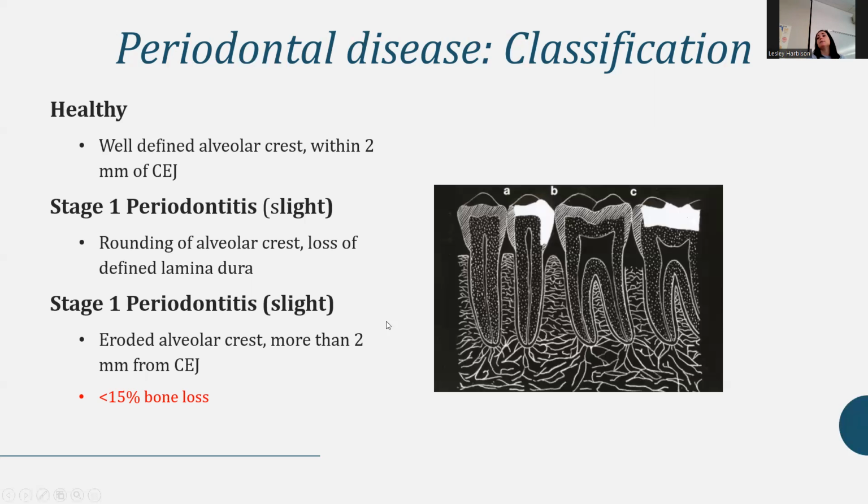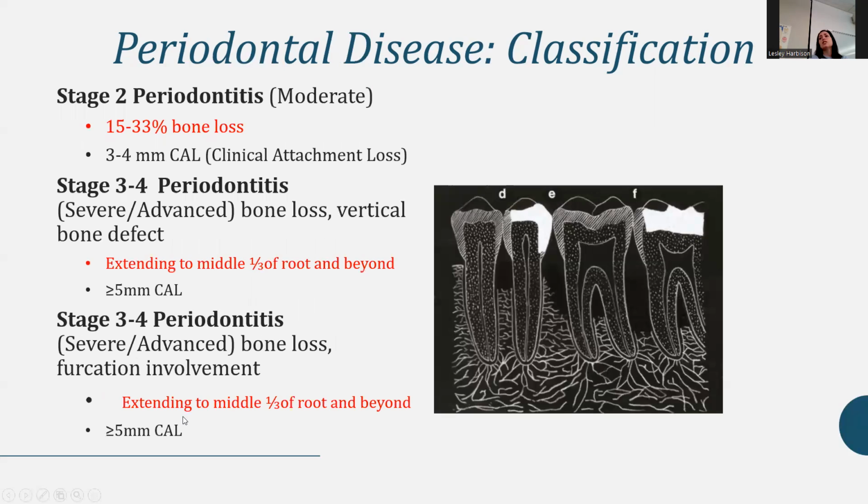Okay, so stage 1, again, eroded alveolar crest, more than 2 millimeters from the CEJ, less than 15% of bone loss. Stage 2, moderate, 15 to 33. It's talking about CAL again, that severity, the clinical attachment loss is just added into this slide. 3 to 4 millimeters of total clinical attachment loss. Clinically, you can measure out with the probe that they have 3 to 4 millimeters of clinical attachment loss. That's what it means.